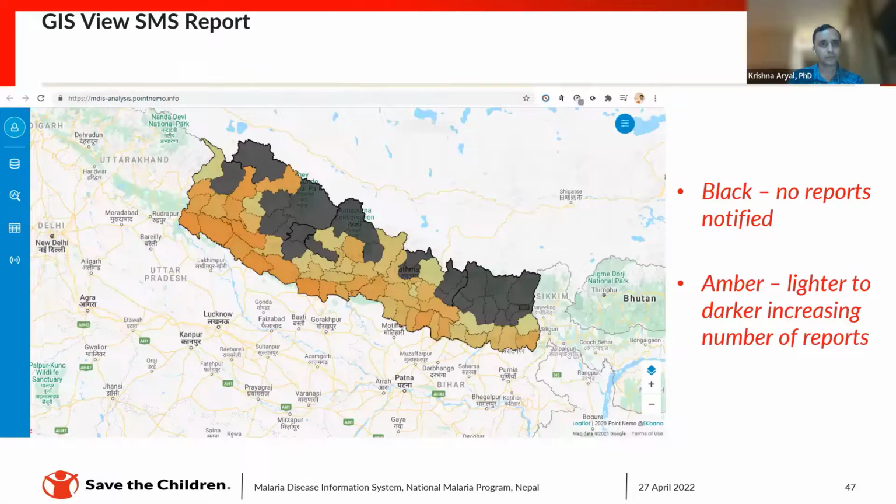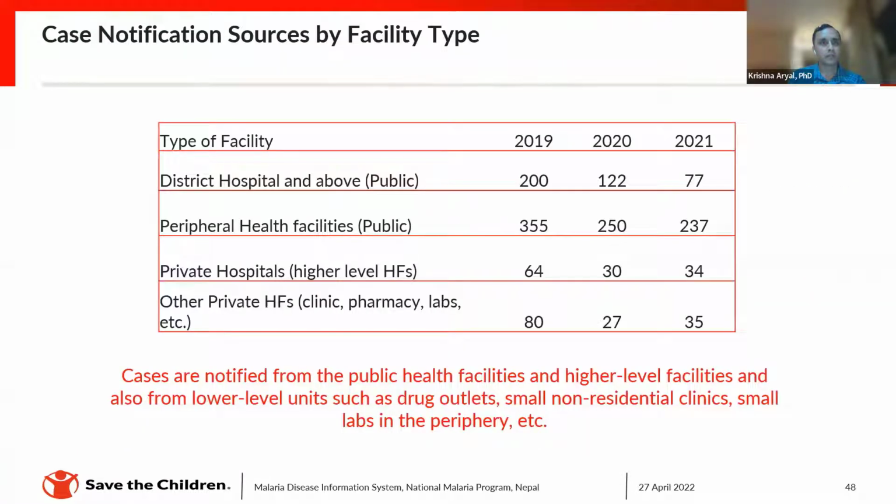Next slide, please. This is the GIS view of the SMS report, where the black dots or the shaded areas show that no malaria cases have been reported from there. And this is a notification by facility type.